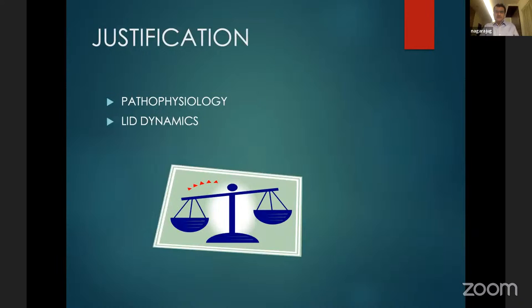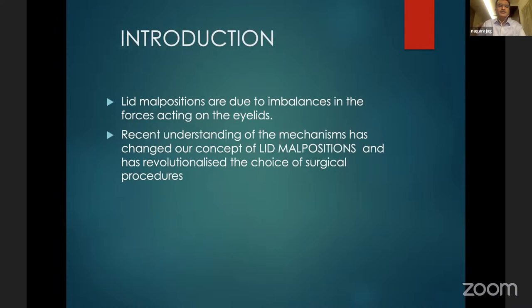So basically, we'll have to understand what exactly are the factors which keep the lid in its normal position. See, any factor which causes an imbalance will produce a lid malposition. Supposing there is an imbalance in the anterior lamellae or in the posterior lamellae or the attachments of the lids, it will produce a lot of changes in the lid as a result of aging, and we'll get various lid malpositions. So basically, lid malpositions are due to imbalances in the forces acting on the eyelids. Recent understanding of the mechanisms has changed our concept of lid malpositions, and it has revolutionized the choice of the surgical procedure.